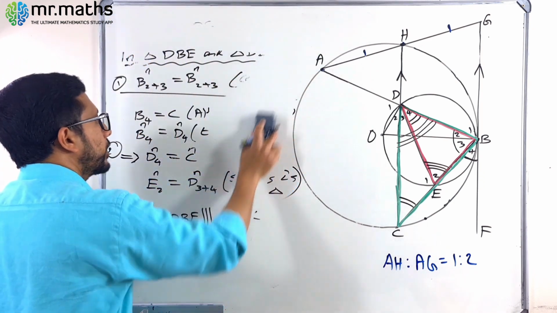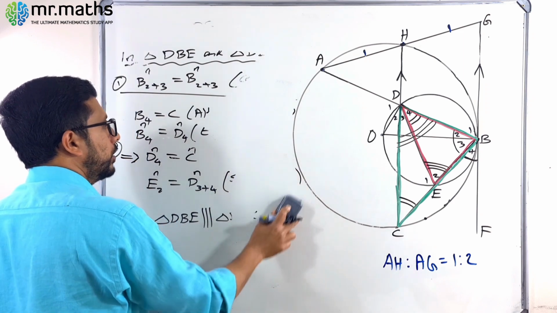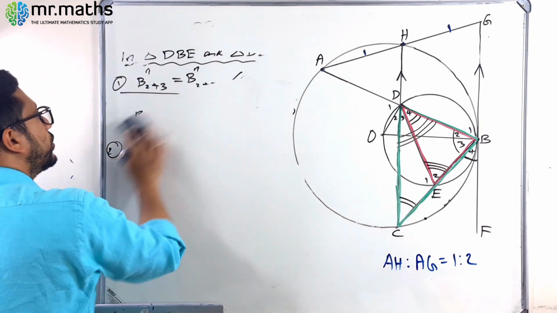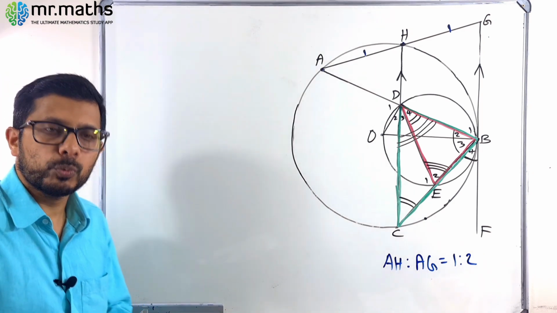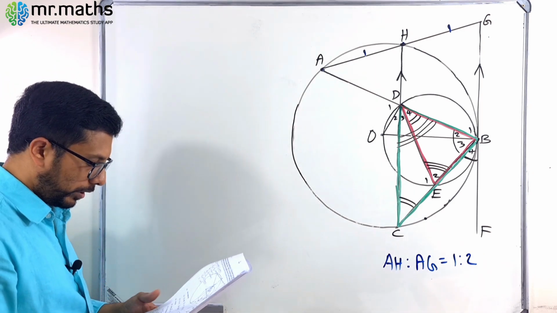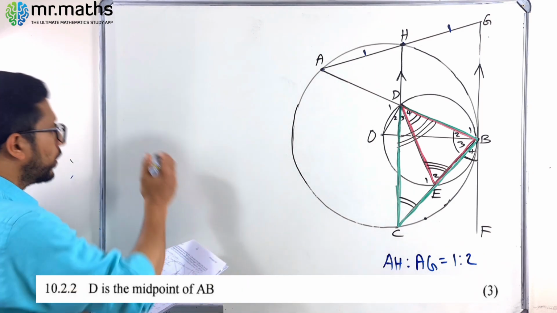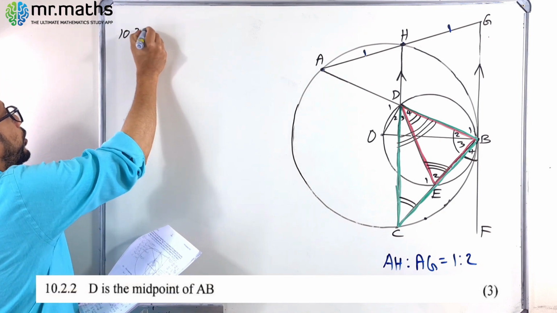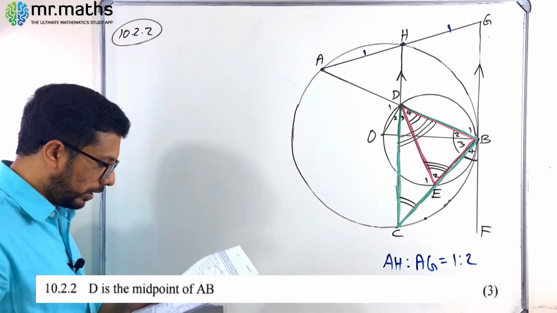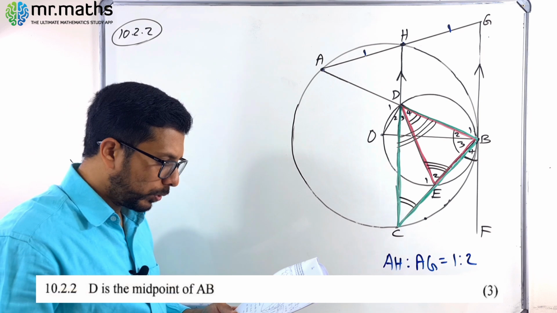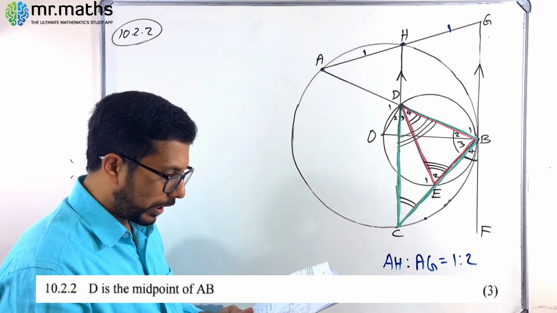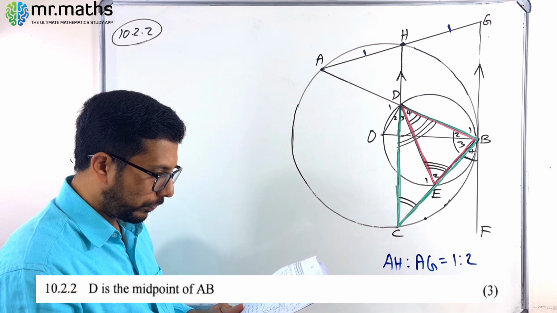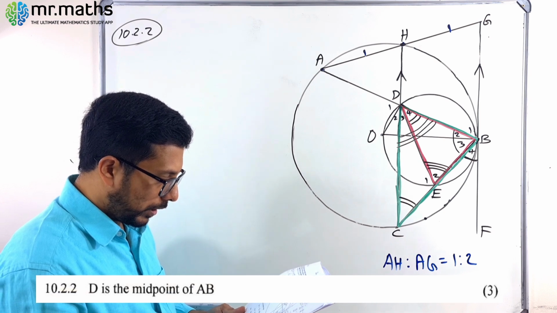Now let's move to the next question. Question number 10.2. Okay, let's move to the next question, 10.2.2. What is that question? You have to prove that D is the midpoint of AB.